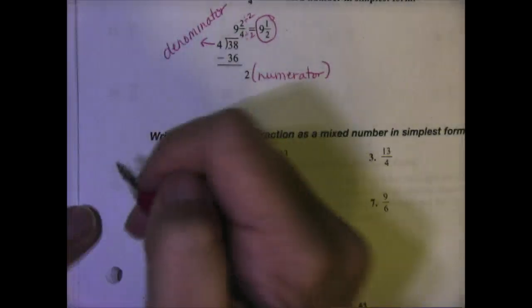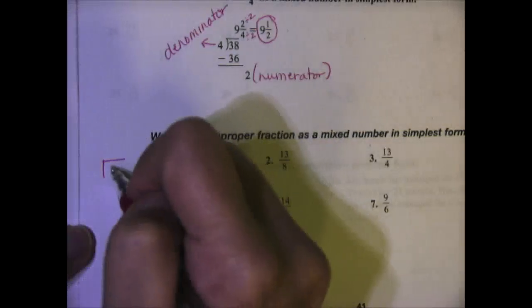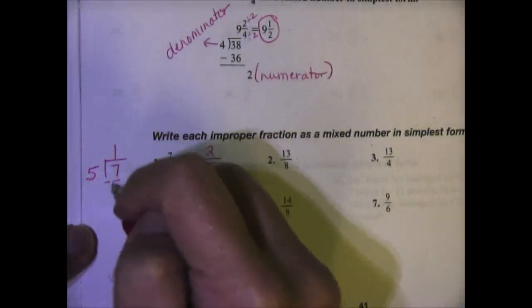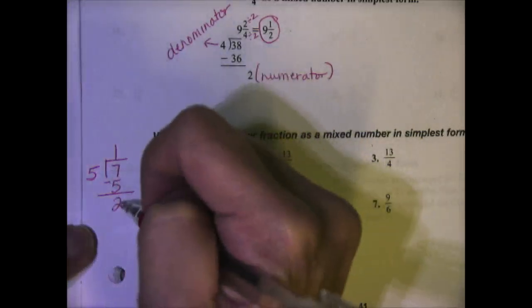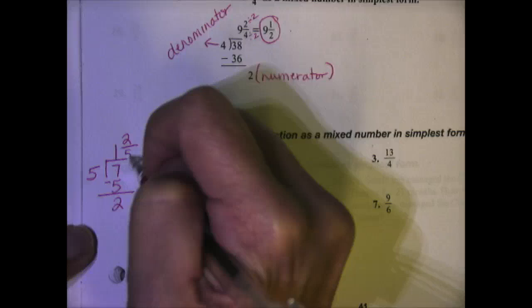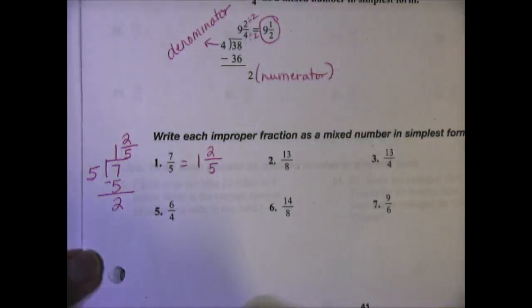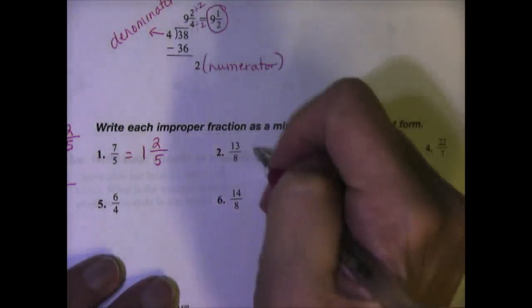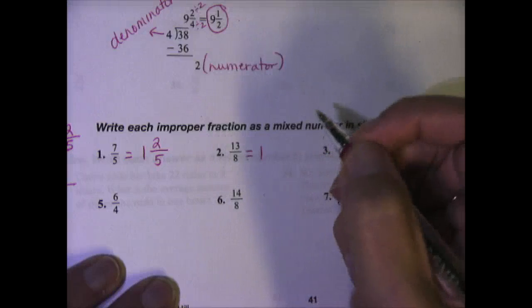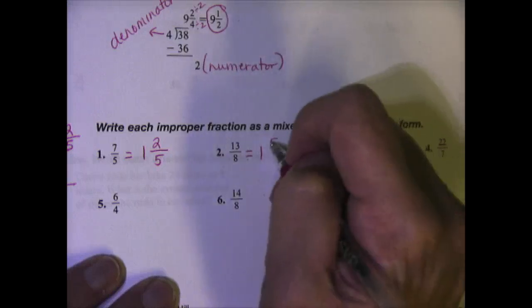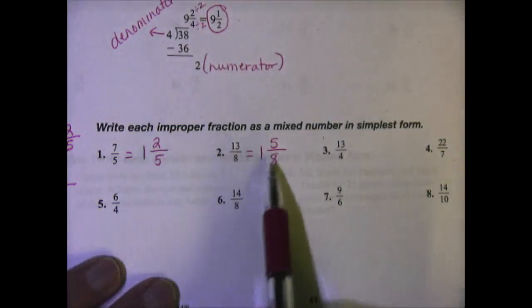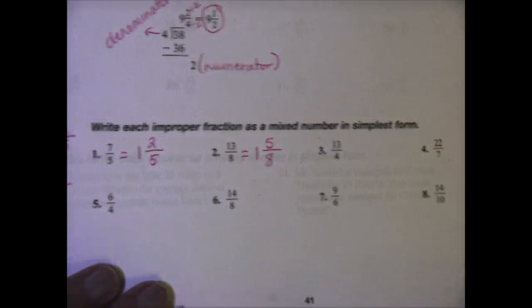If you are not very good at that yet, I would highly suggest that you go ahead and put your numerator inside, denominator outside. 5 goes into 7 one time. 1 times 5 is 5. 7 minus 5 is 2. So here's our numerator. Denominator remains the same. So 1 2/5. Number 2, we have 13 over 8. 8 goes into 13 one time. 1 times 8 is 8. 13 minus 8 is 5. So 1 5/8. So far our fractions have been in simplest form, so we haven't needed to reduce them.